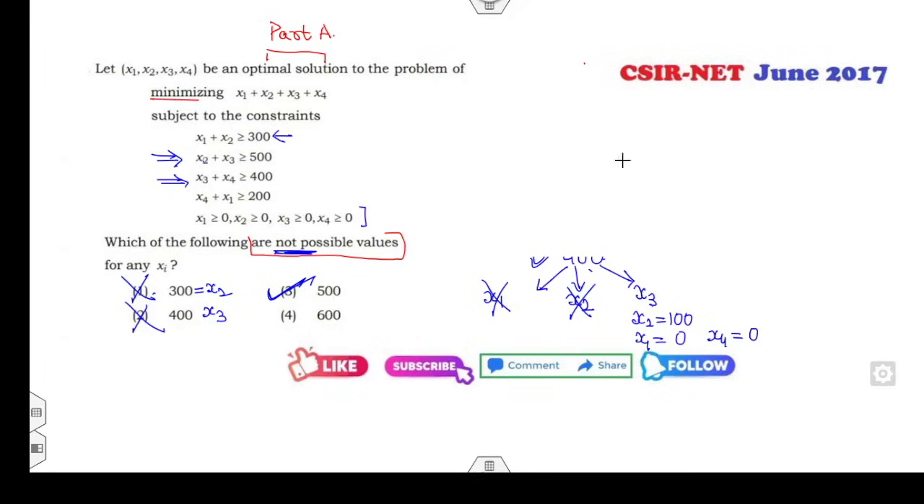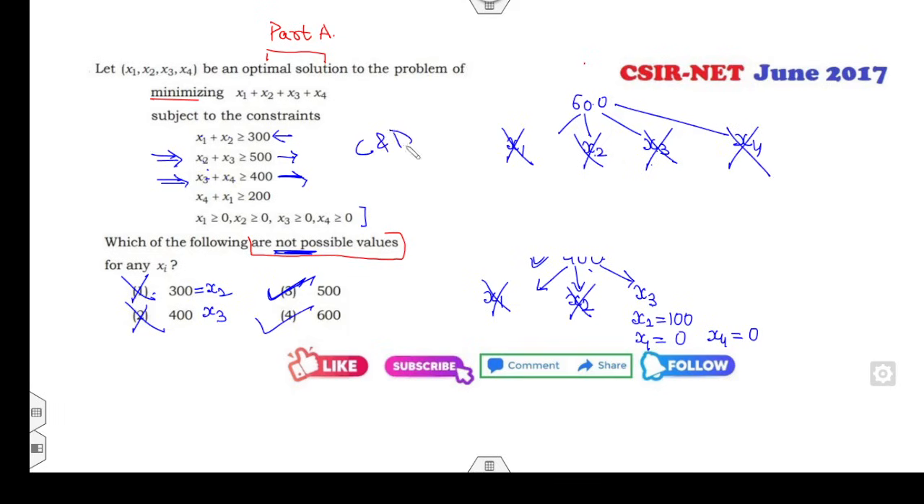Now look at the last case, 600. If it is x1, then x2 will be negative, not possible. If this number is x2, then x1 will be negative, not possible. If x3 is 600, then x2 will be negative, not possible. If x4 is 600, then from the third constraint, x3 will be negative. That is not possible. So that means C and D are the right answers of the problem.